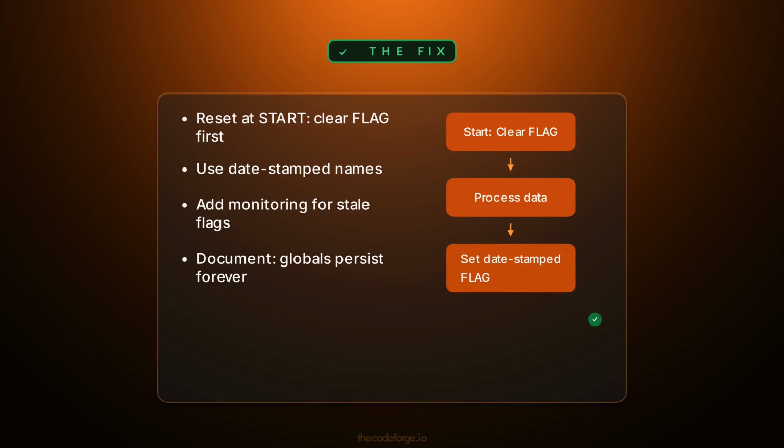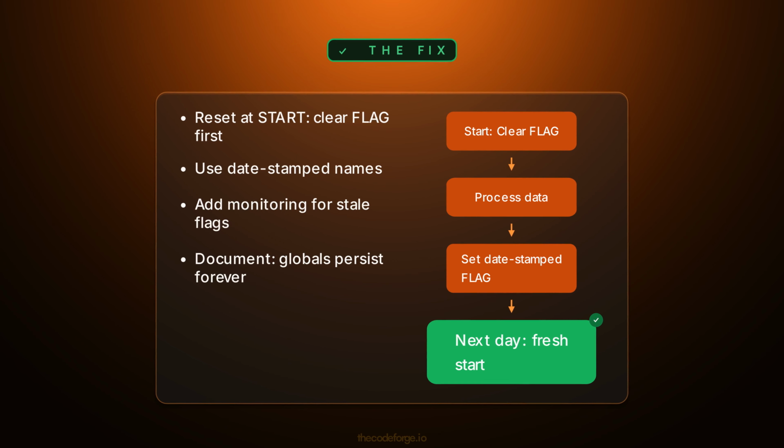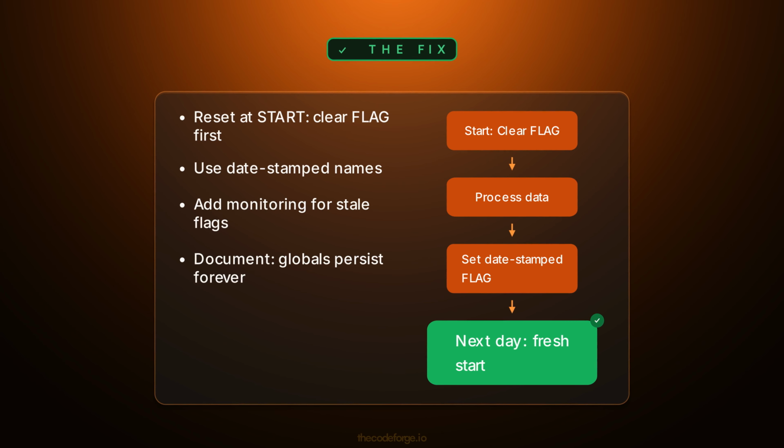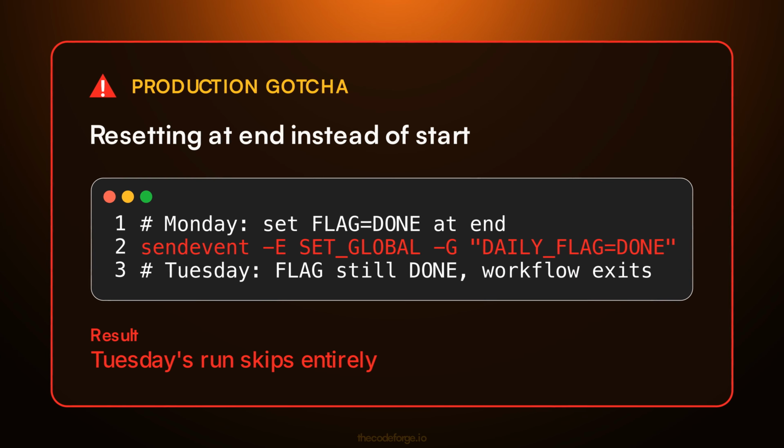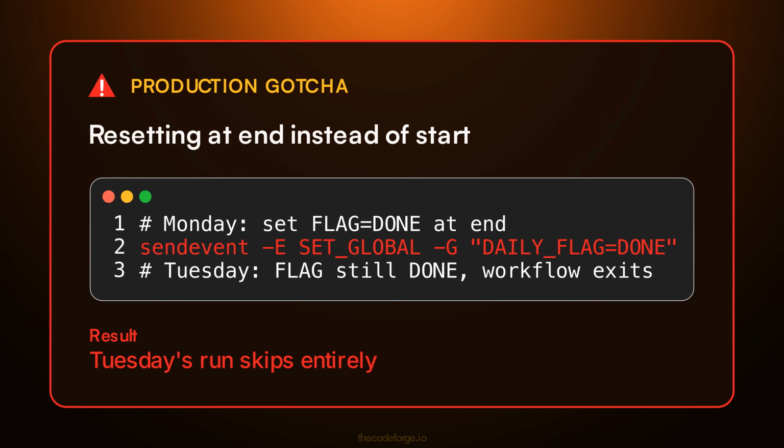The fix is simple: reset globals at the start of each workflow. Add a reset job that clears all flags before processing. Better yet, use date-stamped variable names so each run has its own unique flag. This prevents stale values from ever causing issues. This is the exact bug from our hook. The flag was set to done at the end of Monday's run. Tuesday morning, it was still done, so the workflow checked the flag and exited immediately. No data processed. No error.